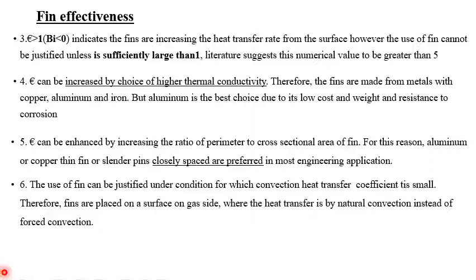The last point is the use of the fin can be justified under the condition that the convective heat transfer coefficient should be very small. If the value is very high, it means I am having a blower or an external agency, a fan or an ID fan, then the fin is not meant for it. So in that case we cannot show a better value of effectiveness.